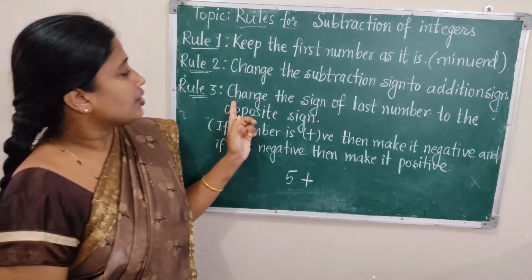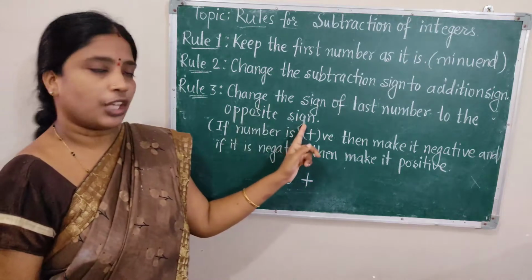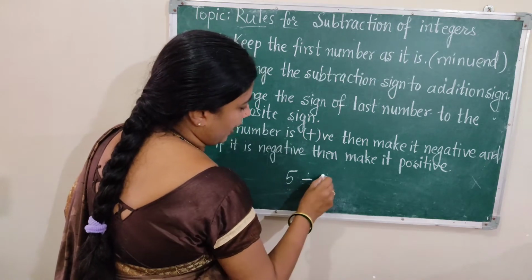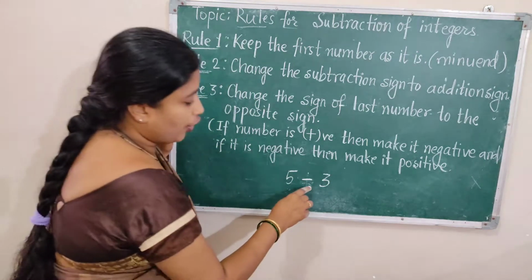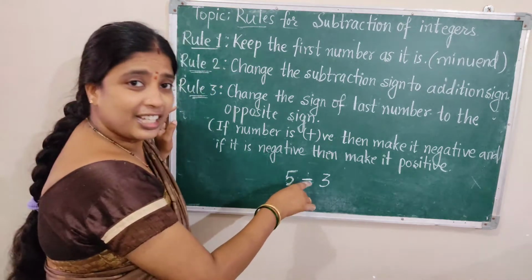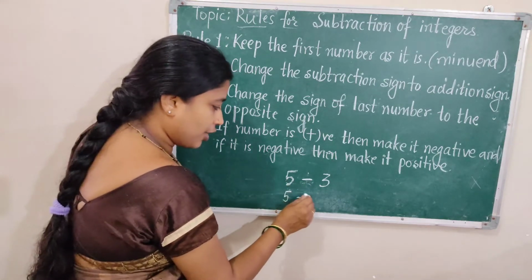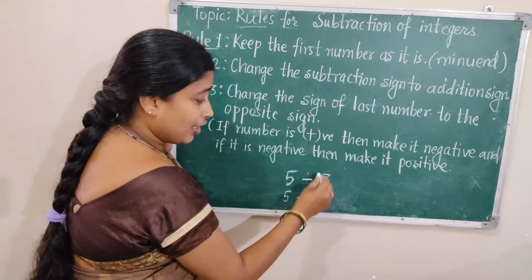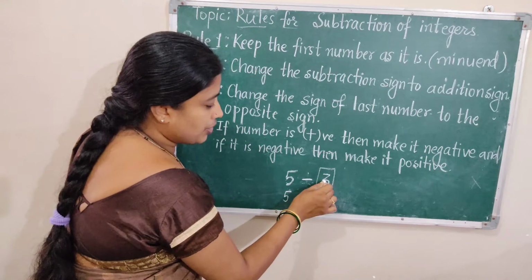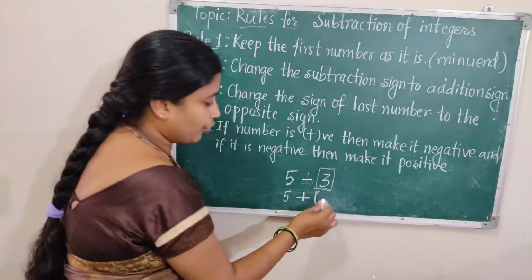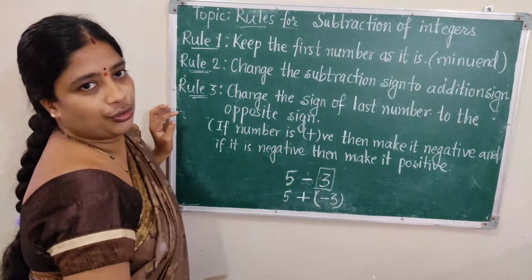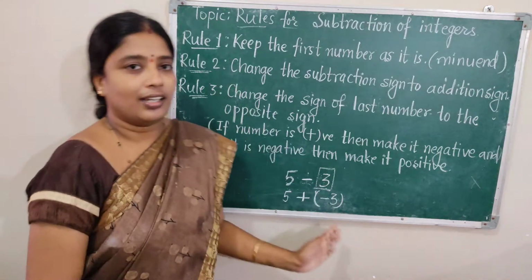Then change the sign of the last number to the opposite sign. So suppose initially this was 5 minus 3. What you have to do is leave this number as it is, 5. Second rule, change the subtraction sign to addition sign. Then the last number's sign will be changed to the opposite. Means if it is positive, you will write here negative 3, and if here we have negative 3, we'll make it positive 3. Fine. So these are the 3 rules.